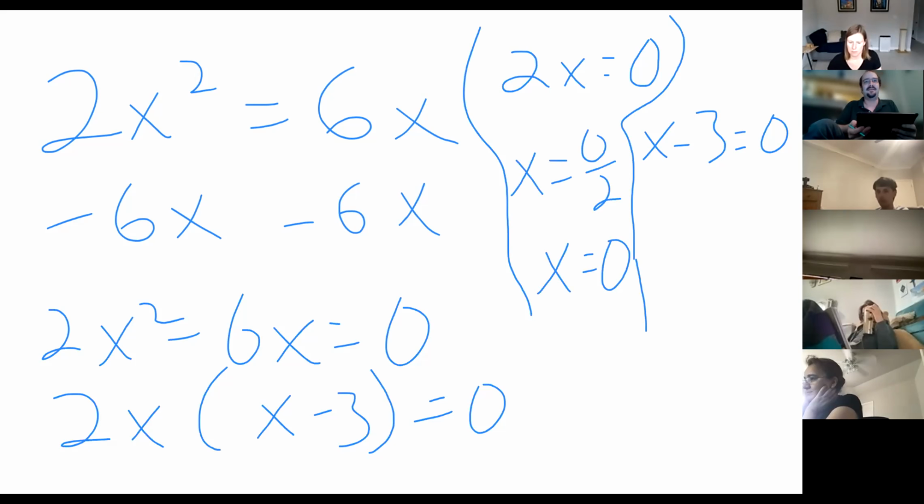It's the other way around, right? Dividing by 0 makes the universe explode. Don't do it. x minus 3. If I move that 3 to the other side, this is going to tell me x is equal to 3.